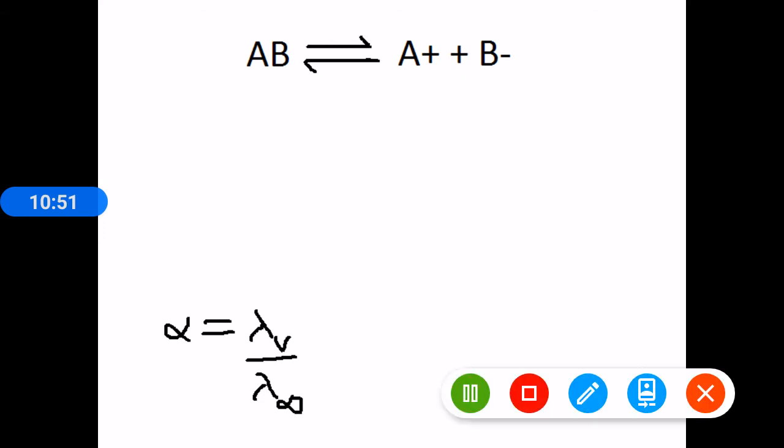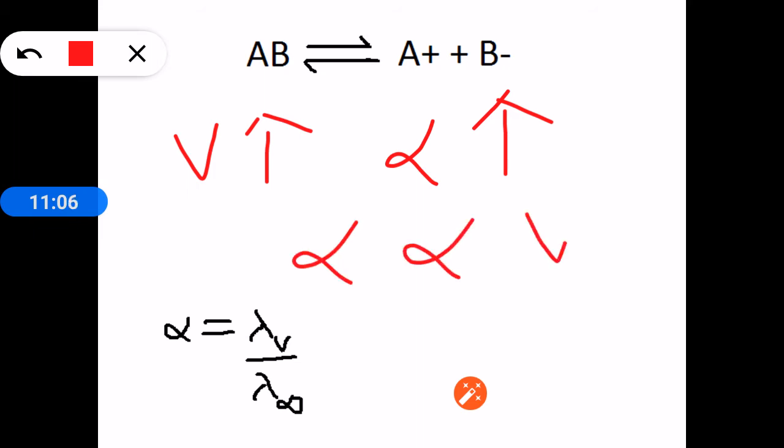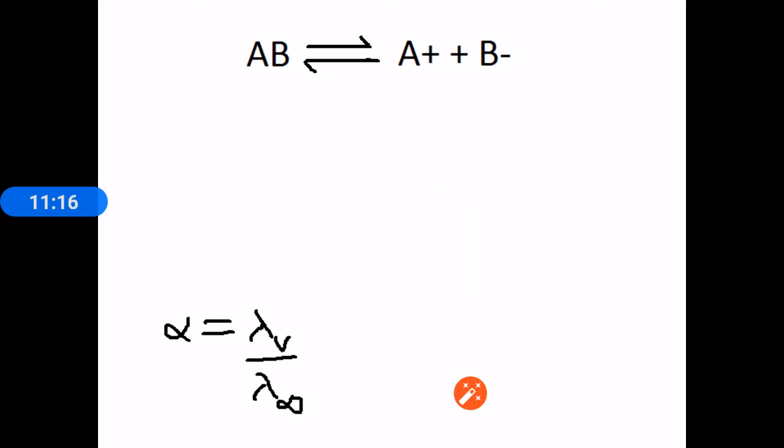Now he stated that with increase in the dilution V, the alpha value also increases, the degree of ionization also increases. So alpha is directly proportional to V. With increase in dilution, or increase in the volume of the solution, or decrease in the concentration, the degree of dissociation will also increase.